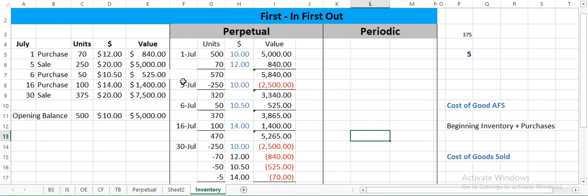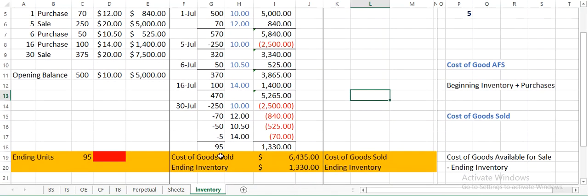Perpetual meaning we calculate after every transaction. And so after every transaction, we recalculated this balance until we were done with all of the transactions and able to calculate our ending balance and our ending inventory.